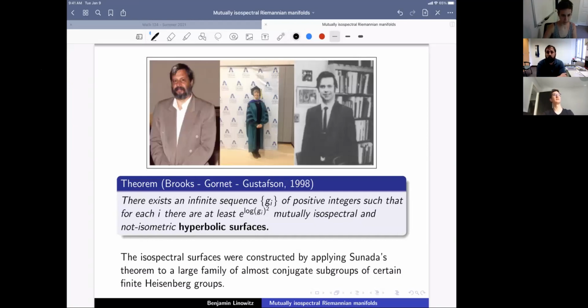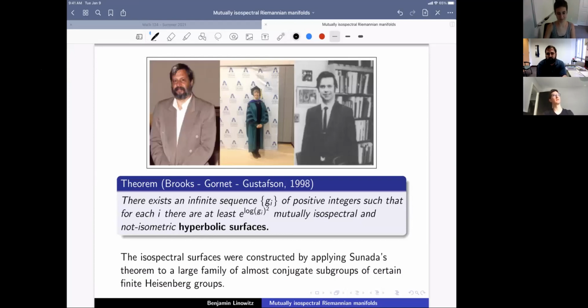So remember, and these obviously are going to have genus g sub i. The upper bound of Parlier is like e to the g times log g. The maximum size of these families is like e to the log g squared. And so there's still quite a bit of difference there.